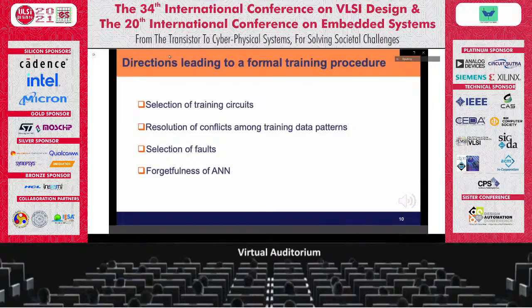Secondly, the training data patterns may lead to an increase in training error of the ANN and thus degrade its guiding ability. This is explained in detail in upcoming slides. Thirdly, not all faults provide useful training information, and pre-selection of faults for training may unnecessarily increase the training data volume without benefit. Upcoming slides give a novel method of training the ANN considering three aspects.